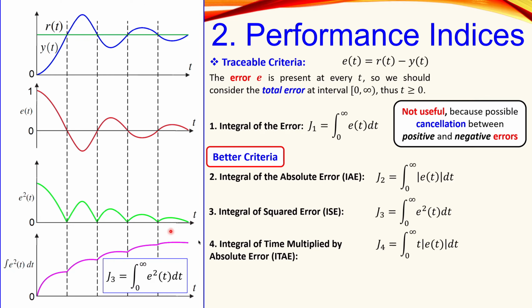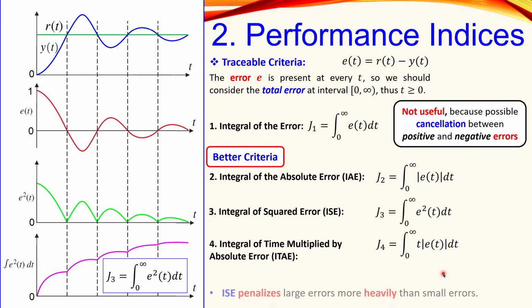Okay, now you can also do the following: the integral of the time multiplied by the absolute error. This is different, and this is actually most often used, and we will see that in the later discussion. That's J4. So actually you have time times the absolute value of your error, and you integrate that quantity, again from 0 to infinity.